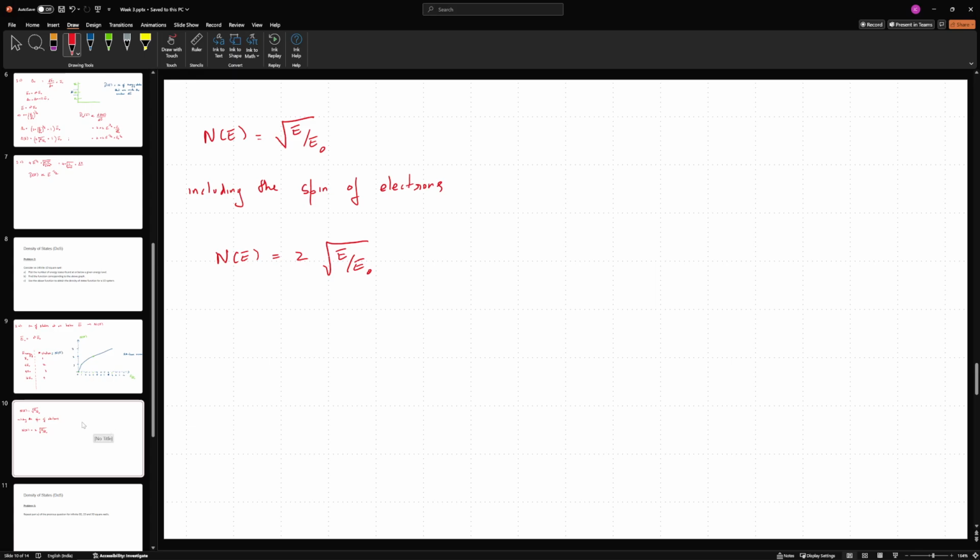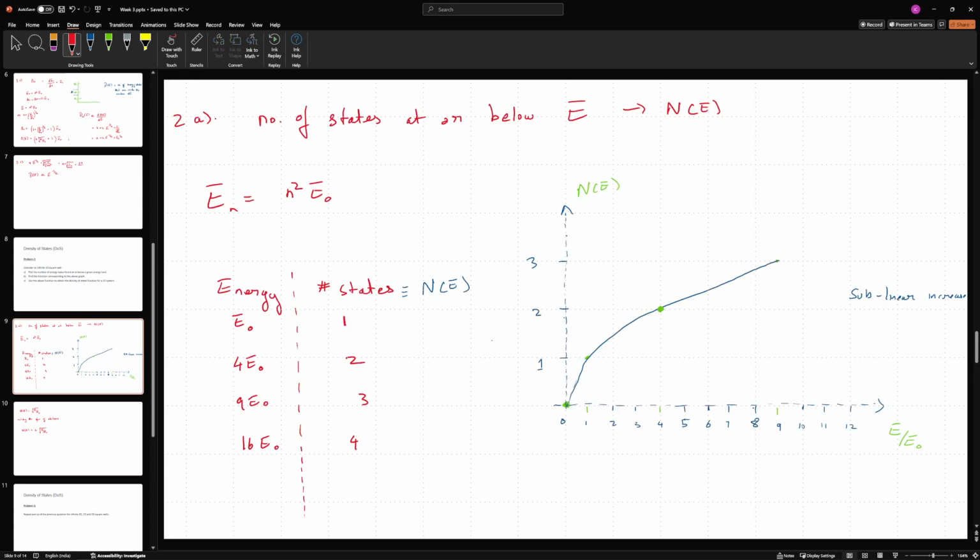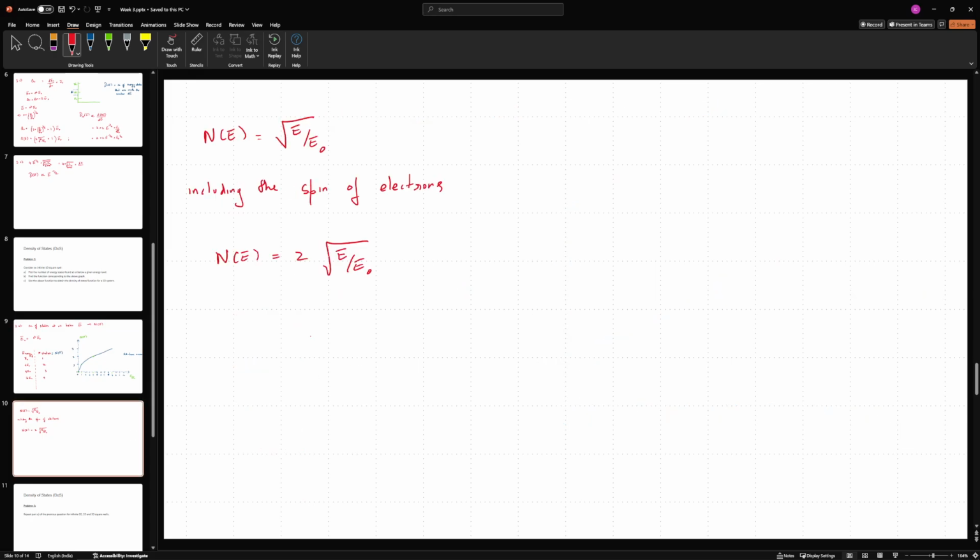Now, this graph is only for integer values. Essentially, this is not a continuous graph. This is a pointwise graph. So what we have to do first is consider. Now remember, delta E or delta n was equal to 2n plus 1 into E naught.